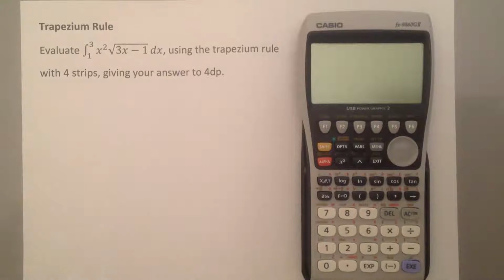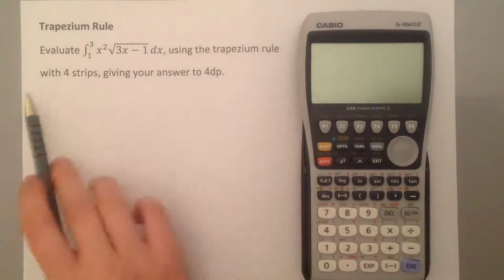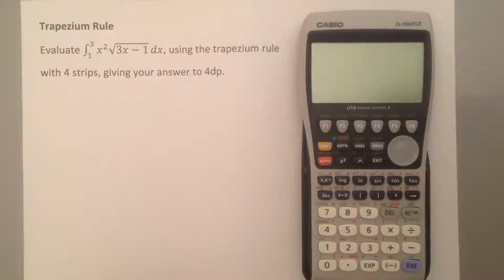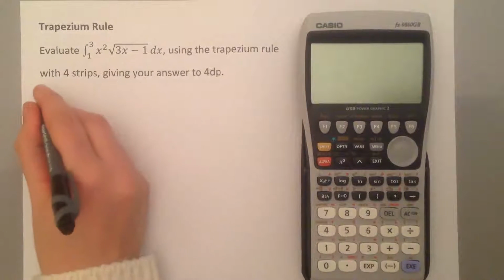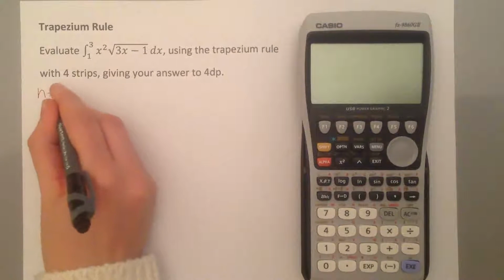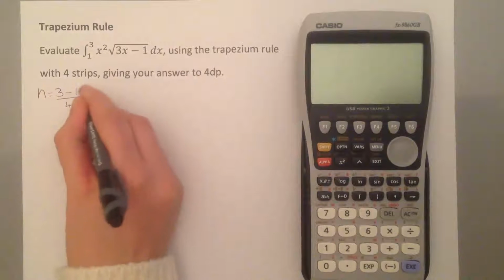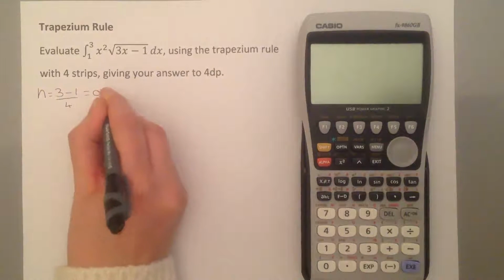In this video, we're going to look at how to get the values for the trapezium rule on your graphical calculator. So this is asking us to use 4 strips. As with any trapezium rule question, the first thing we need to work out is our h, our step. From the formula booklet, we're going to do the upper limit, take away the lower limit, divided by 4, and this gives us our step of 0.5.